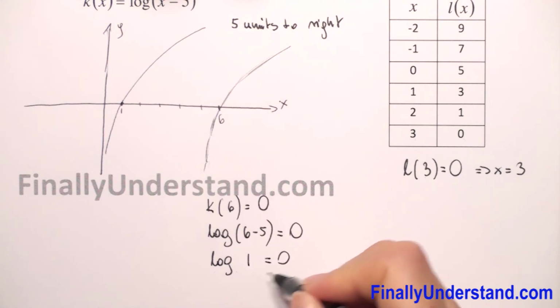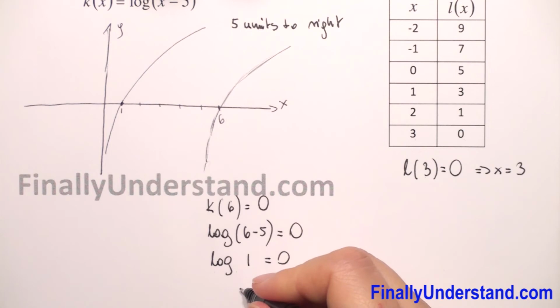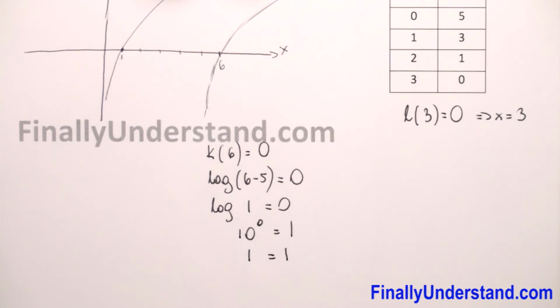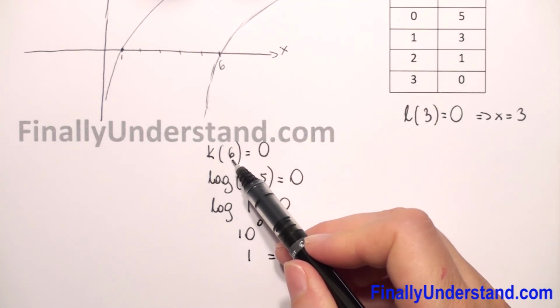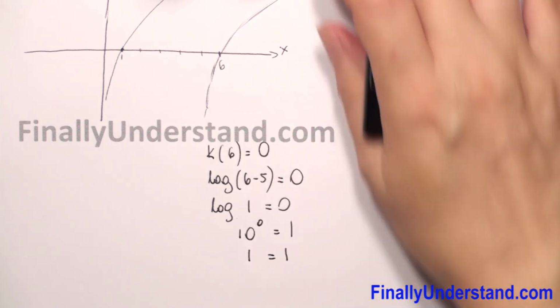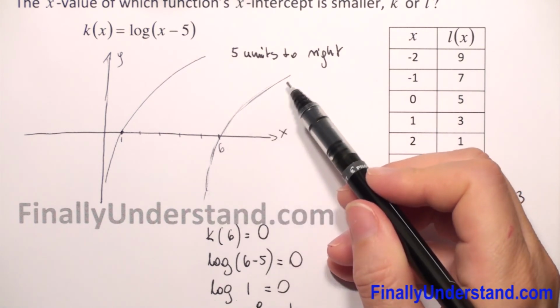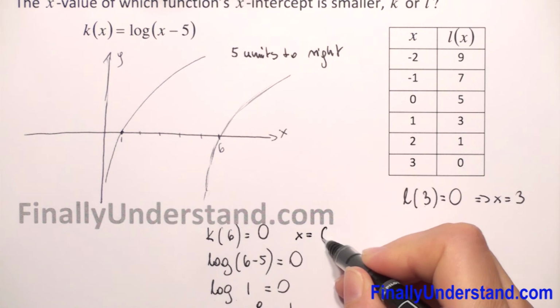The base is 10. So from the definition of log, 10, the base, to the power 0 is equal to 1. Yes, 10 to the power 0 is 1. 1 is equal to 1, so everything is okay. For x equals 6, our function k intercepts the x-axis.